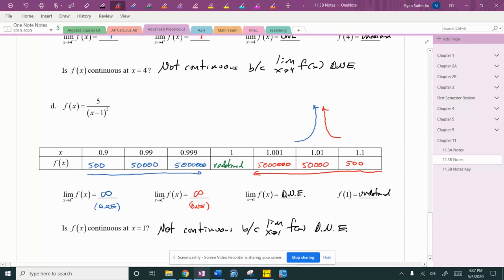So we have lots of different examples here of how to evaluate limits using tables and connecting that idea of limit with continuity. I hope this is helpful.